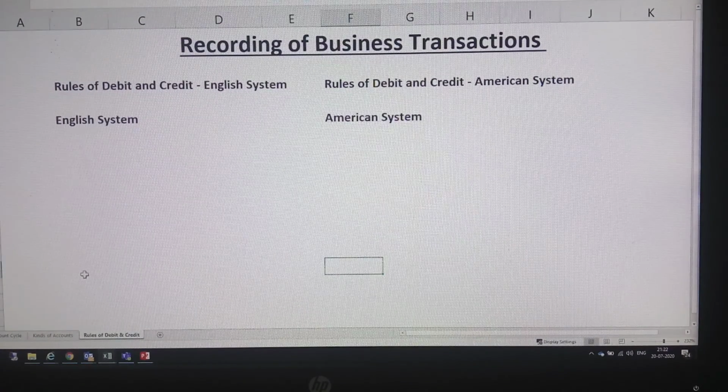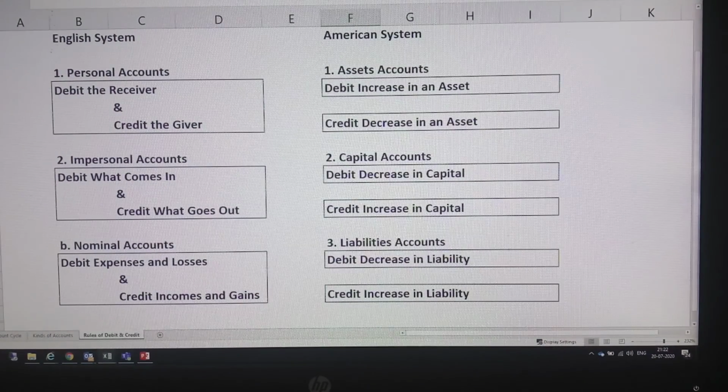Moving on to recording of business transactions, where we need to use the debit and credit rule. How do we use it for the English system and how do we use it for the American system? Generally, both of these basics are the same. It's just how people want to recognize it and make it convenient for their learning. So first of all, the English system.